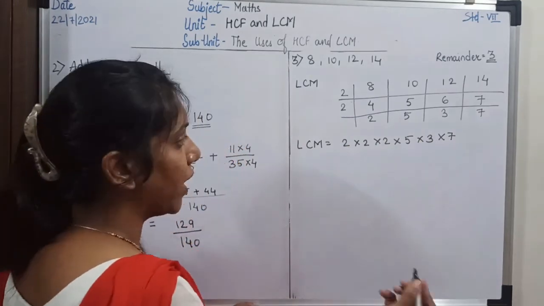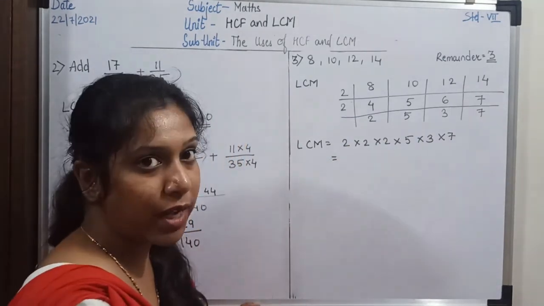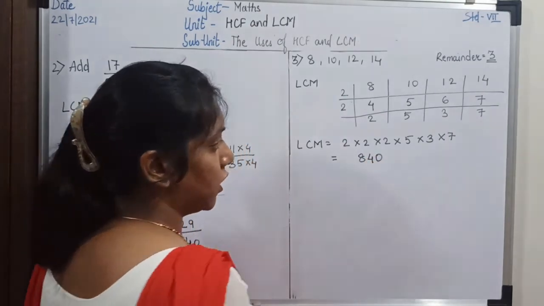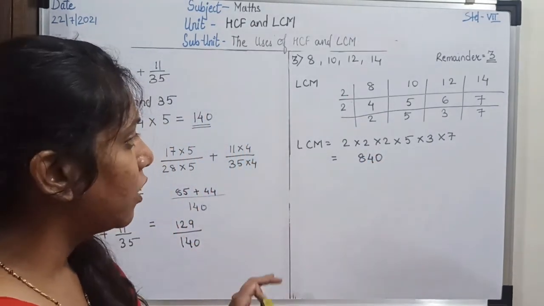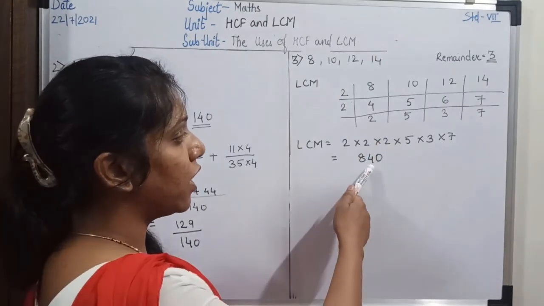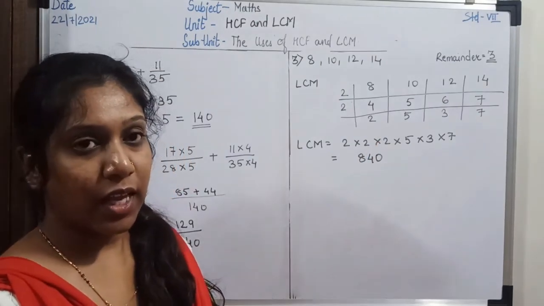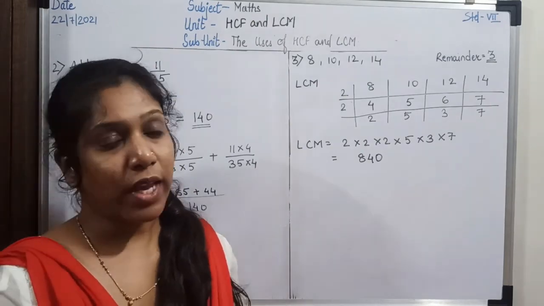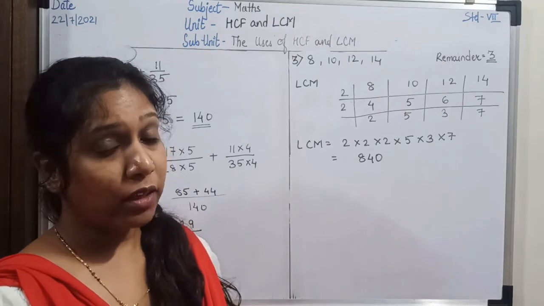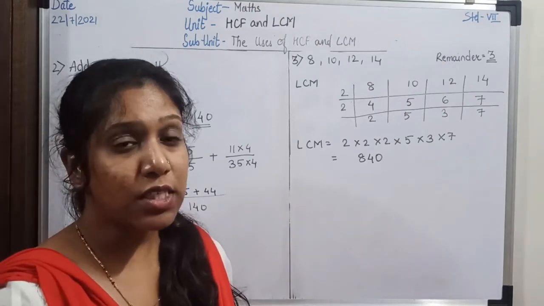So we have written all the prime factors, and when we multiply all these prime factors, we get the answer as 840. Okay. So LCM of 8, 10, 12 and 14 is 840. Now we will go ahead and add this LCM with the remainder. Why? Because we need to find the smallest such number.